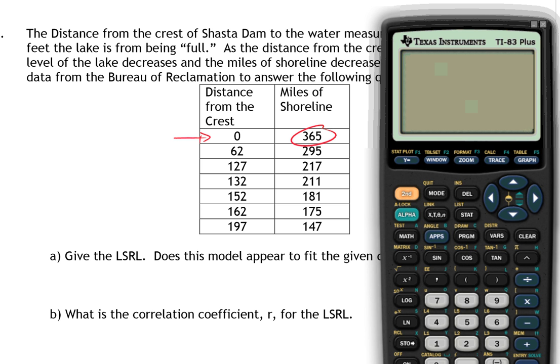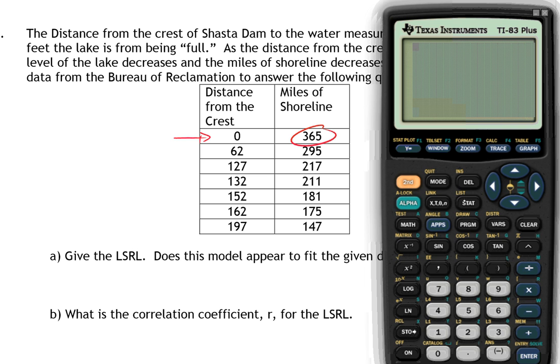So let's go ahead and review how we use our calculators to analyze this problem. I'm going to hit Stat, and I'm going to go to Edit. On mine, you'll see that I've got no values in here at all. It's completely empty. Now I'm going to enter just my distance from the crest values. So I'm going to enter 0, and then 62, and then 127, and then 132, then 152, then 162, and then 197. So those are all of my distances from the crest numbers.